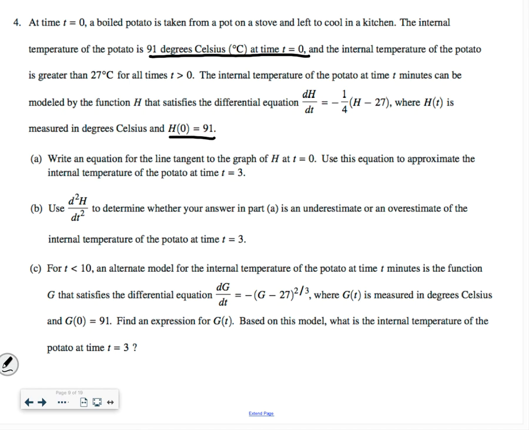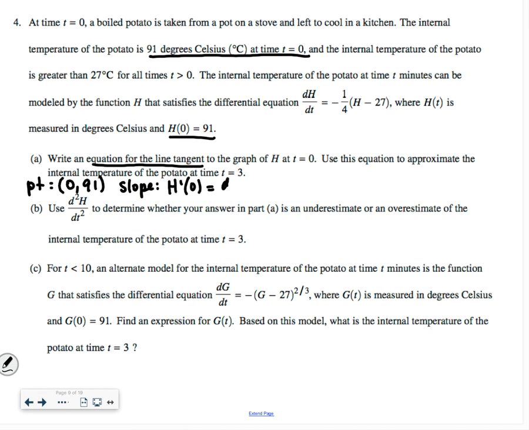So we know in order to find the equation of a tangent line, we need 2 things. We need a point and we need a slope. So our point is given to us. At time t equals 0, we have an h value of 91. That was our initial condition. But our slope is not given to us. So our slope is h prime of 0.